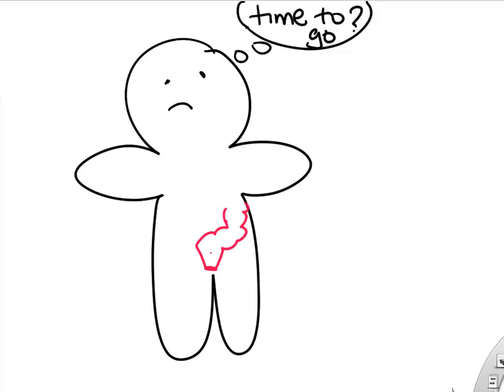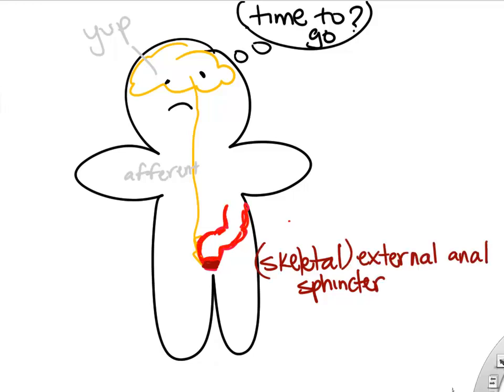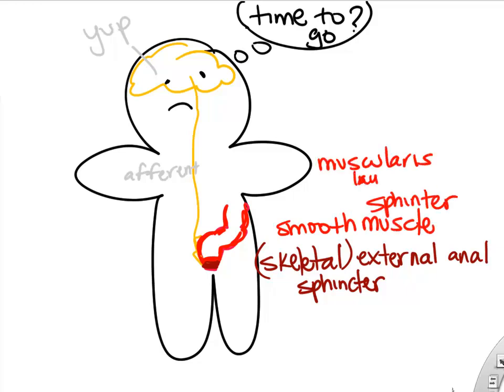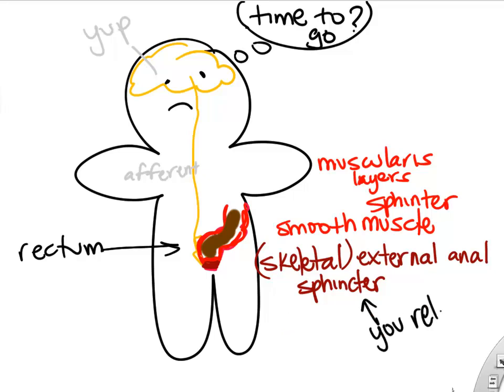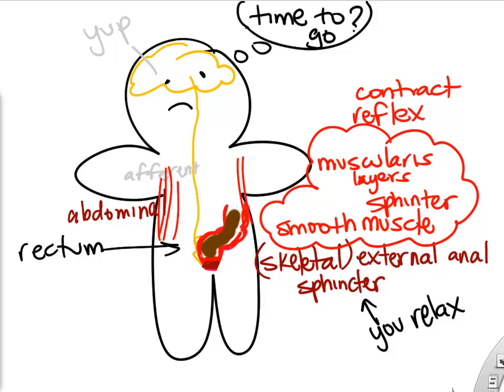So what about when it's time to go? Basically you get signals from your rectum that it's distended, and that sends signals up to your brain. And then you actually have control of your skeletal muscle external anal sphincter. When you relax that, it will set in motion a reflex, which involves smooth muscle layers of the rectum and the colon and that smooth muscle sphincter. So you consciously, voluntarily decide to relax your skeletal muscle sphincter, which then causes your autonomic and enteric nervous system to cause contraction of the rectum, which then causes defecation.